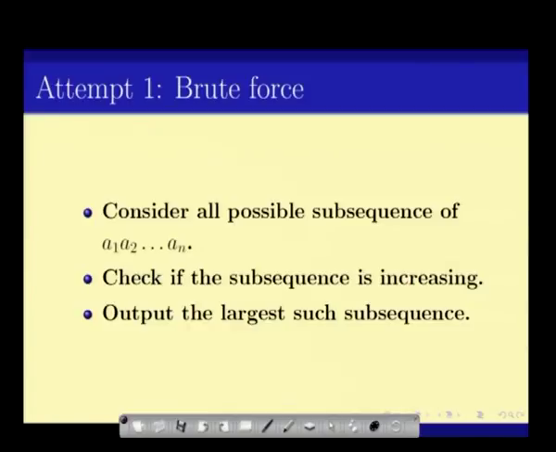We consider all the subsequences of a1 to an, all possible subsequences that can be there. Once we have selected a subsequence, we check if it is increasing, and if it is increasing, we keep it aside. At the end, we output the longest of such subsequences. Clearly, this will be the right output, because we would exhaustively search through all the subsequences, and we will be outputting the longest subsequence which is also increasing. So, this approach is clearly an algorithm that will find it.